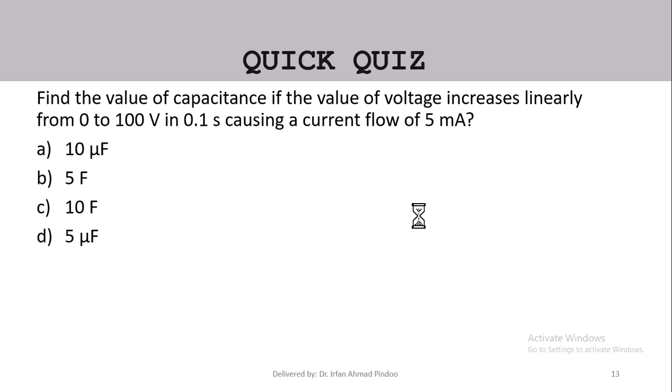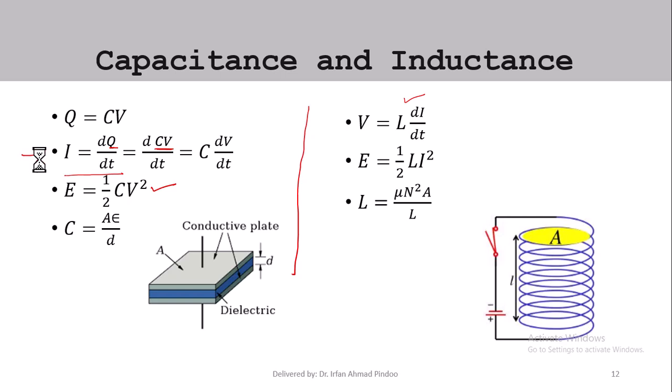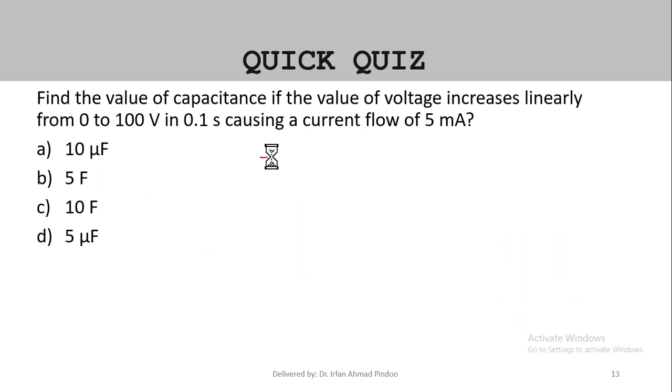Suppose we have a very small numerical over here. It tells us that you have to find the value of the capacitance if the value of voltage increases linearly from 0 to 100 in 0.1 second, causing a current flow of 5 milliampere. If you look here, we have a formula that tells us that the current is equal to C dV over dt, right? So if we put the values provided, we have 5 milliampere given, and the C value we need to calculate.